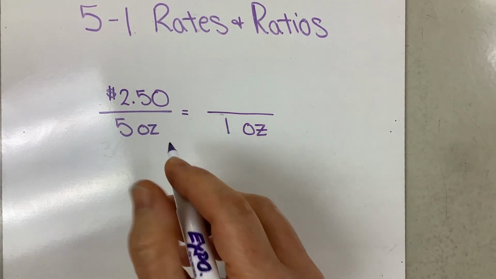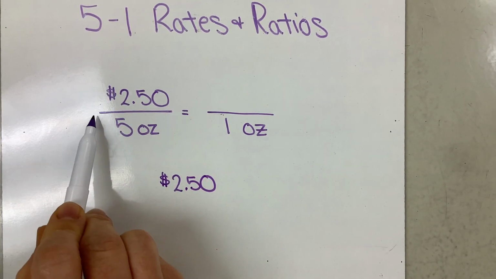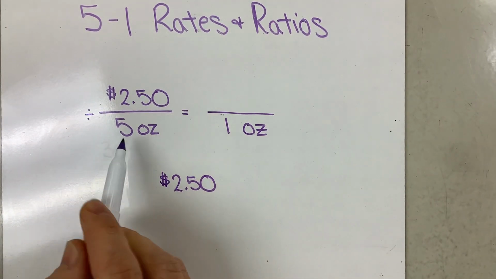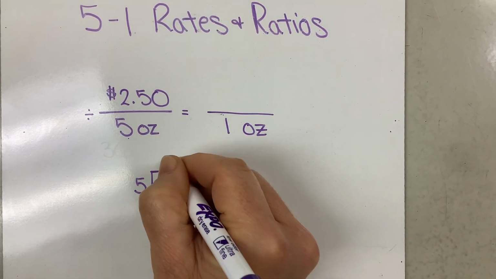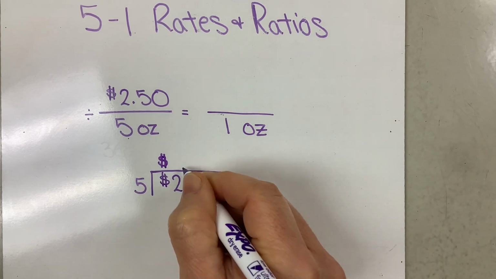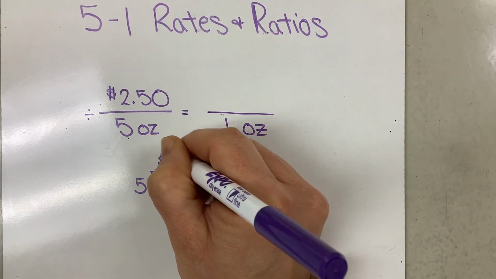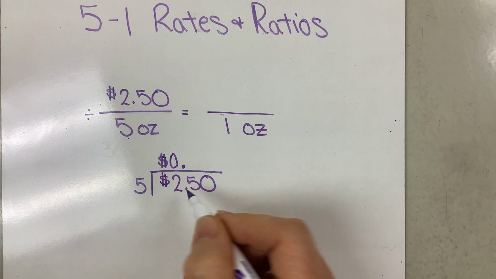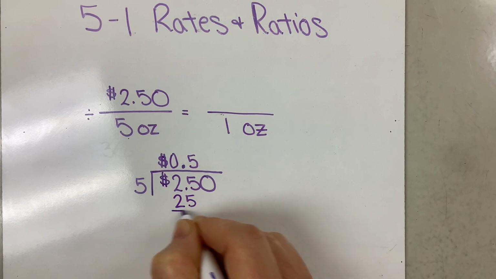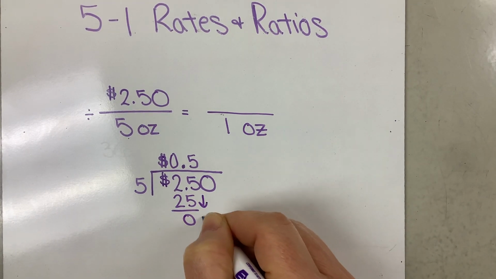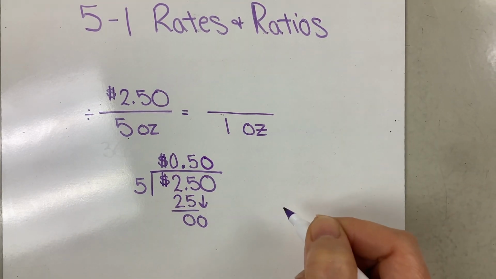So we're going to take our $2.50 and divide it by our 5. 5 is doing the dividing, so it is going to go on the outside. We're going to get an answer of money, so we bring up the decimal. Does 5 go into 2? No, so we're going to have 0. Does 5 go into 25? Yes, 5 times. 5 times 5 is 25. That's 0. And then we bring down that 0. 5 goes into 0 zero times, so we put that 0 there.